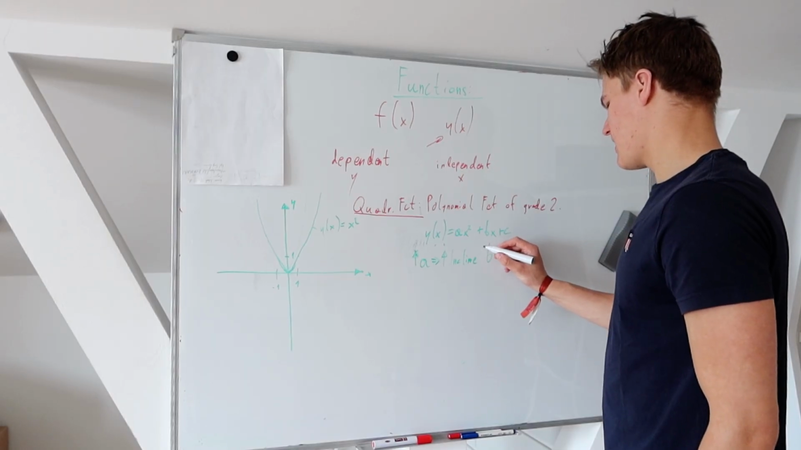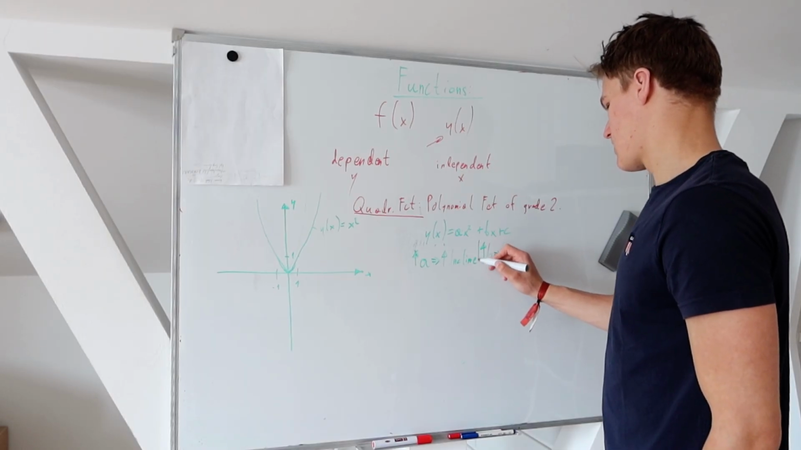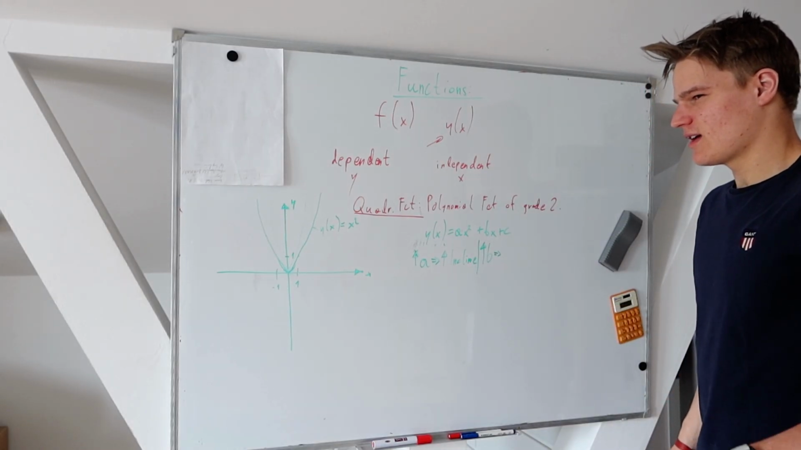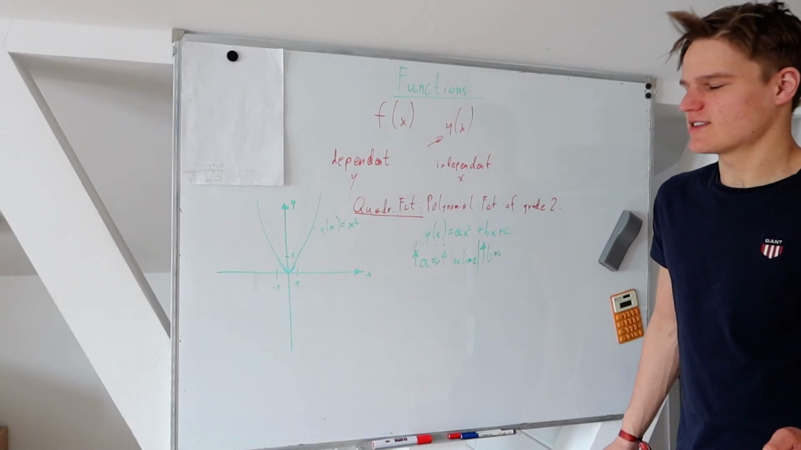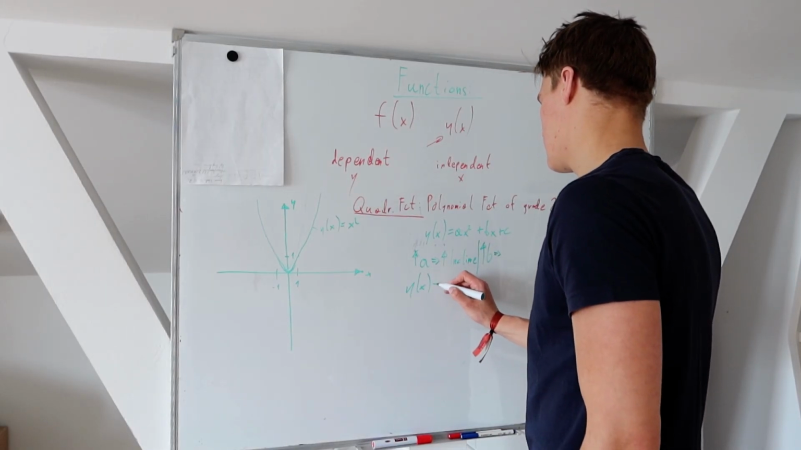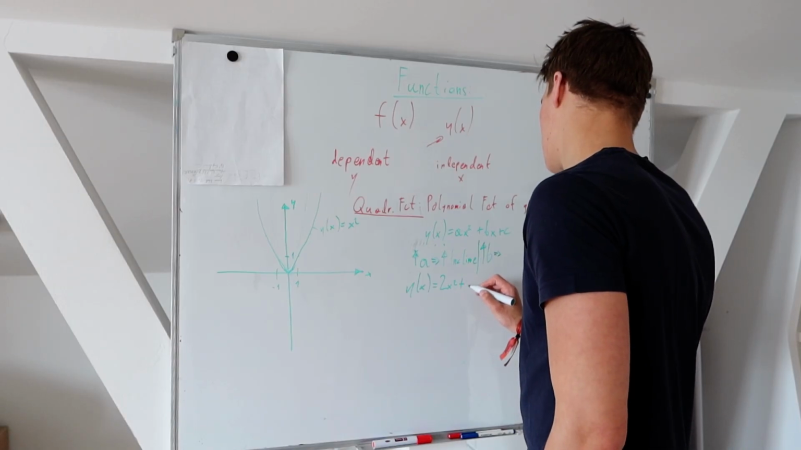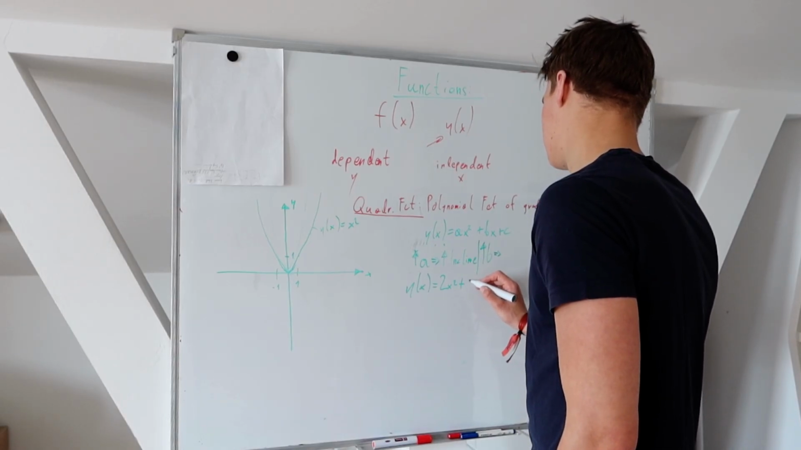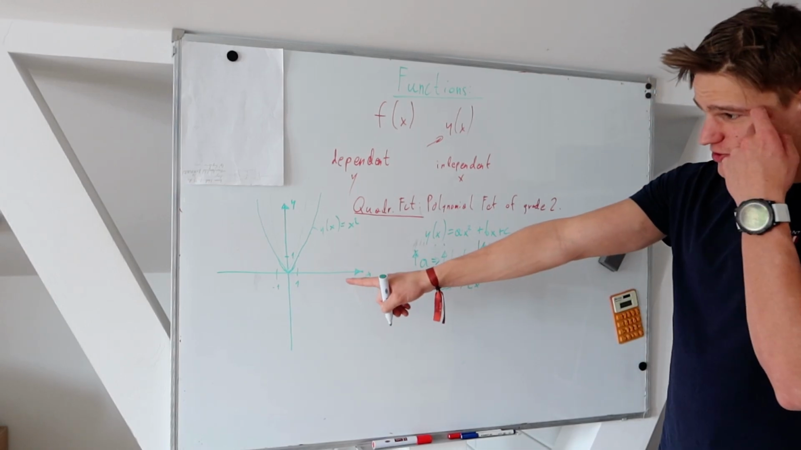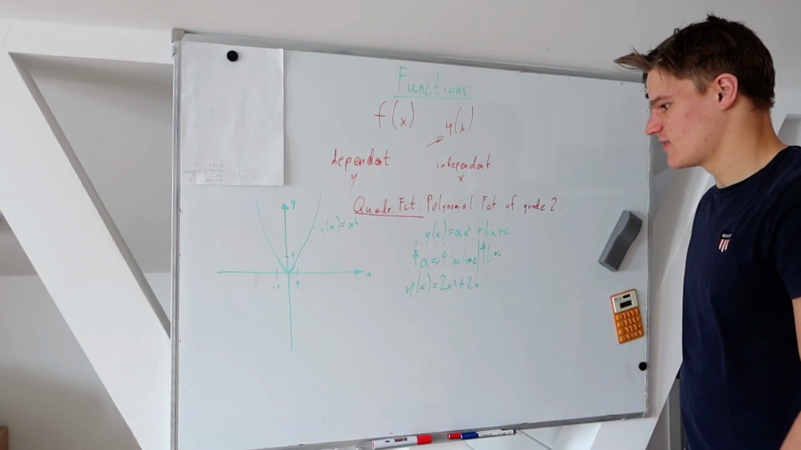What happens when we make b bigger? Well, if we add another x, let's actually have a look at this, right? So we just say y of x is 2x squared plus 2x. Let's have a look at this, right? Let's maybe try to put this into this graph right here.